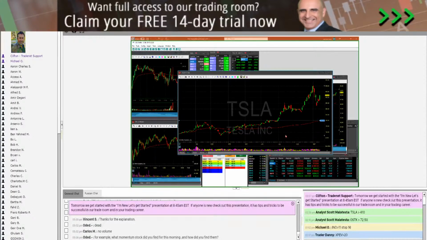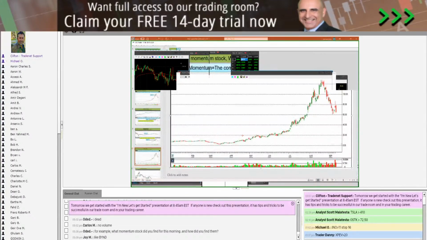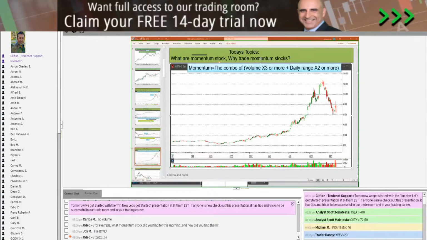I just gave you an example, Oded, on SGMS. How did I find SGMS from the top 20? Again, let's move forward with the presentation, because we are just now looking at what momentum stocks are. How do we find momentum stocks in a split second? Okay. So what are momentum stocks? Everybody understands now, I hope.